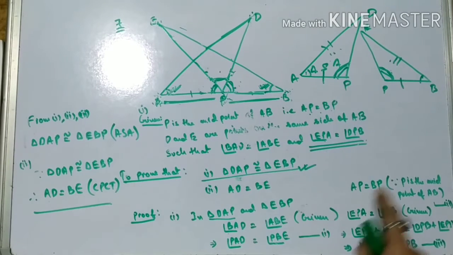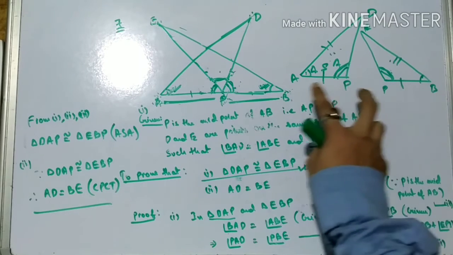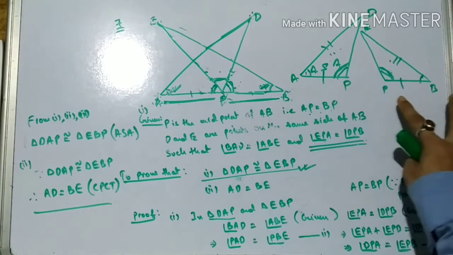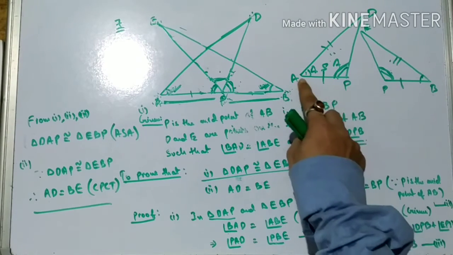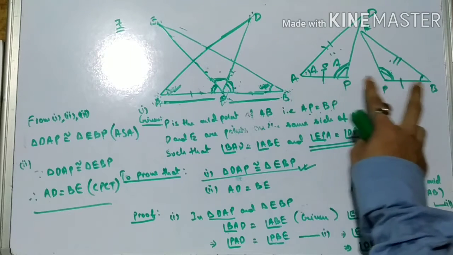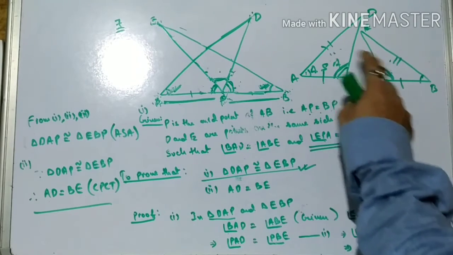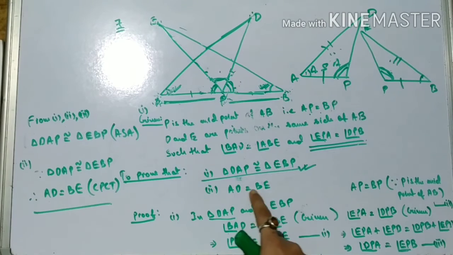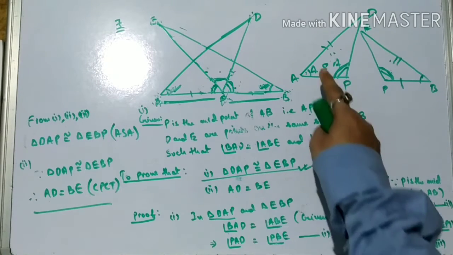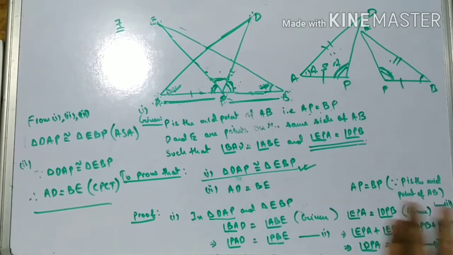So, from equation 1, 2 and 3, what I got? Equation 1 is this angle is equal to this angle. Equation 2 is this side is equal to this side. And equation 3 is this angle is equal to this angle. In here you see the side is included between the two corresponding equal angles. So therefore I can say that this triangle is congruent to this triangle by ASA. And the next one, AD equals to BE, very easy: since these two triangles are congruent, this side will be equal to this side by CPCT. This much only I have to do.